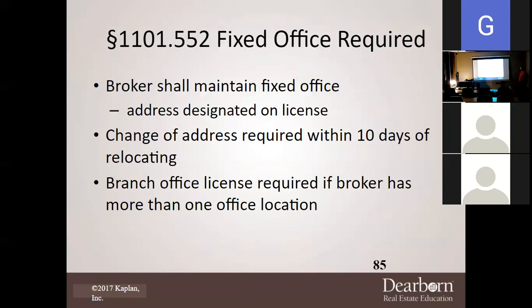Fixed offices. The broker shall maintain a fixed office. So if you're a broker, you have to have a local office and an address on file. If there is any change of address, it has to happen within 10 days of relocating. If there are going to be branch offices, each branch office must have a license, which is required if the broker has more than one office location.